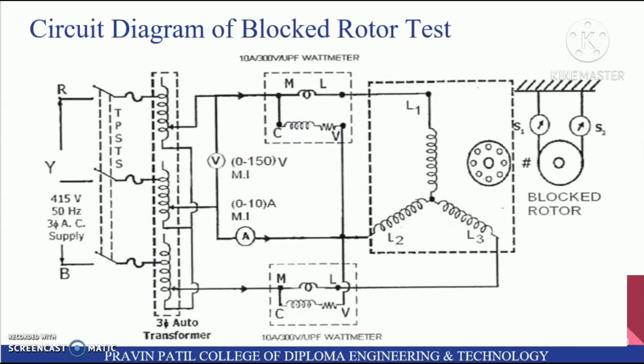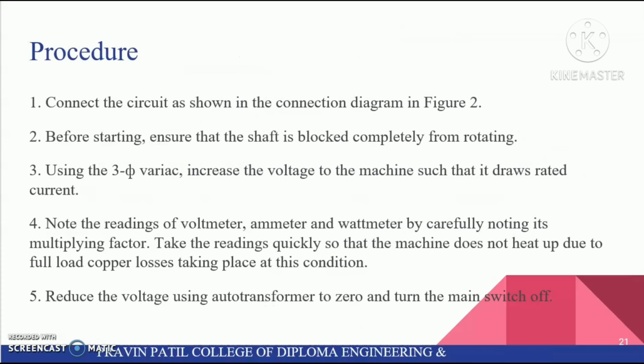Next is block rotor test. So this is the circuit diagram of block rotor test. In this you can see the rotor is blocked and this test is carried out at rated current, that is at very low voltage. So procedure: first connect the circuit as shown in the connection diagram in figure 2.